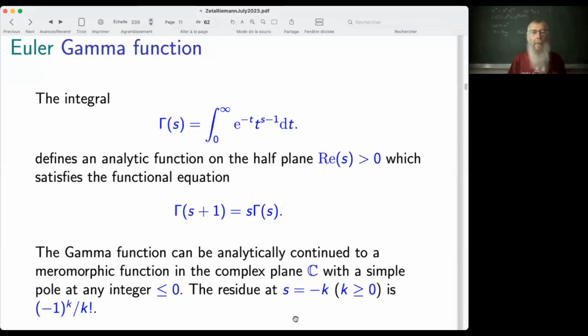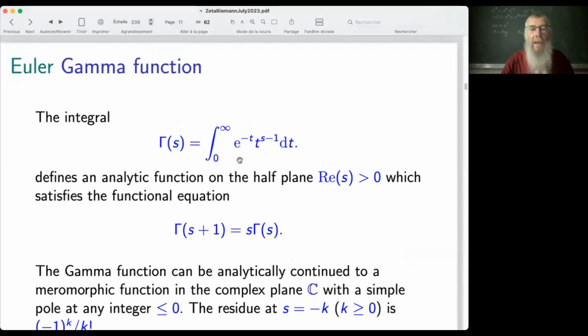Okay, after this, I will introduce a very important function which plays a fundamental role in the theory, which is Euler gamma function. Euler gamma function can be defined in several ways, but the classical way is the integral: gamma of s is the integral of exponential minus t times t to the s minus 1 dt. So you have an integral, and if you want to say that it defines an analytic function, you have to check that the integral is convergent.